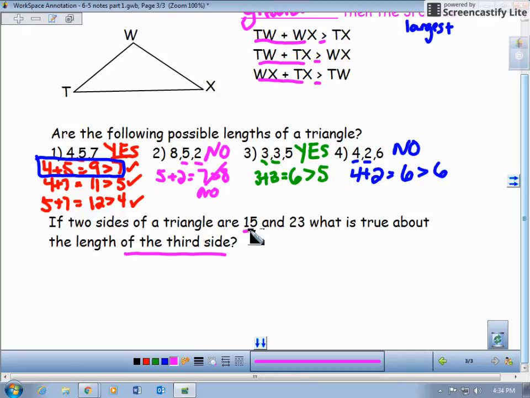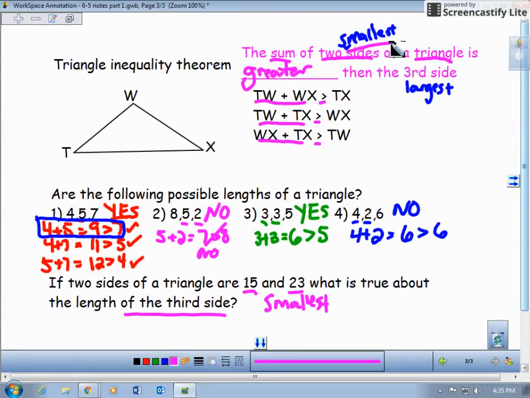So we're given two sides of a triangle that are 15 and 23. So we want to know what is possible about the length of that third side. Well, there's two things we need to look at here. The first thing we need to look at is what happens if 15 and 23 are our two smallest sides? Okay, what happens if they're the two smallest sides up here?